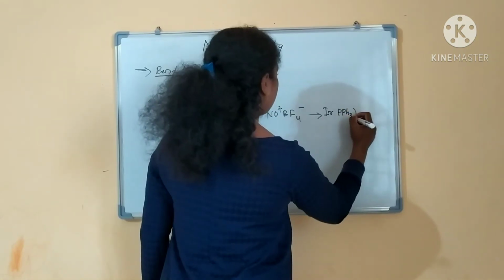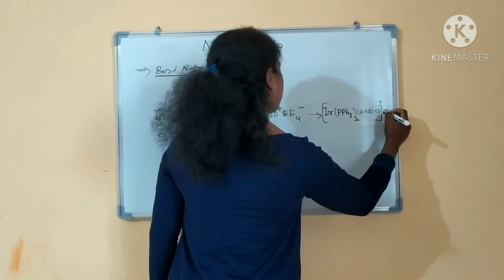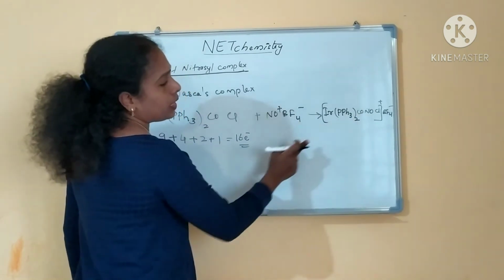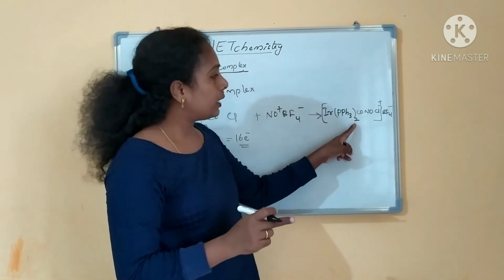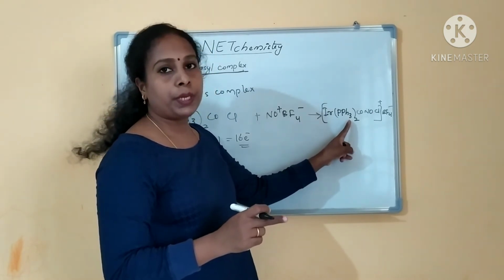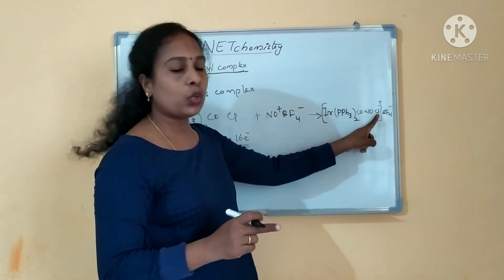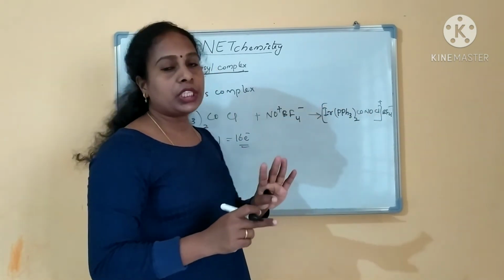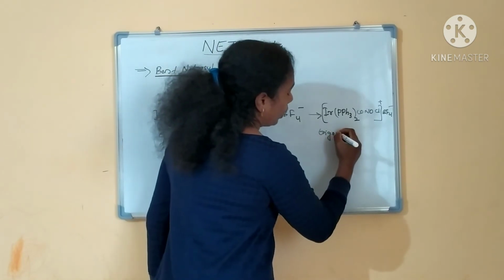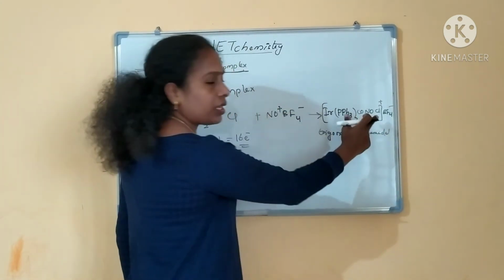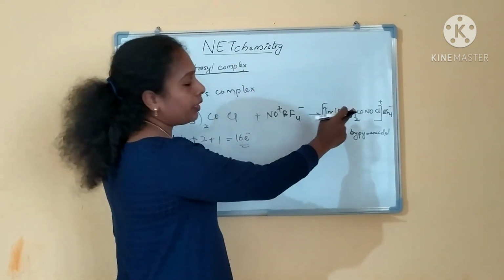This is the complex forming. What is the coordination here? How many ligands are there? 2 PPh3, 1 carbonyl, 1 nitrosyl and 1 chlorine. So it is a 5 coordination complex, expected to have a trigonal bipyramidal structure. So the coordination number has changed from 4 to 5, and we will calculate the 18 electron rule.